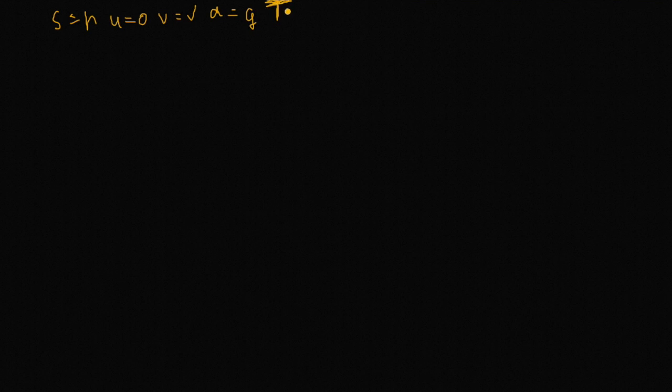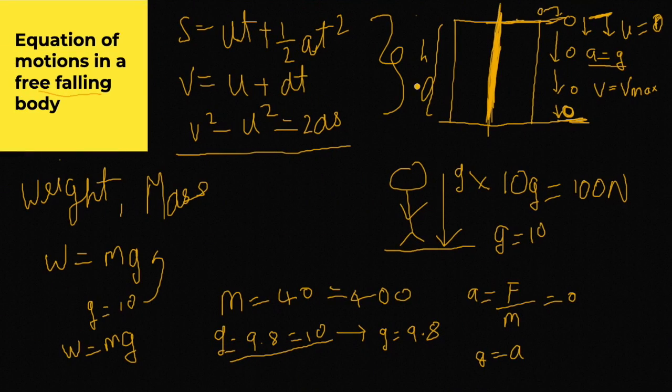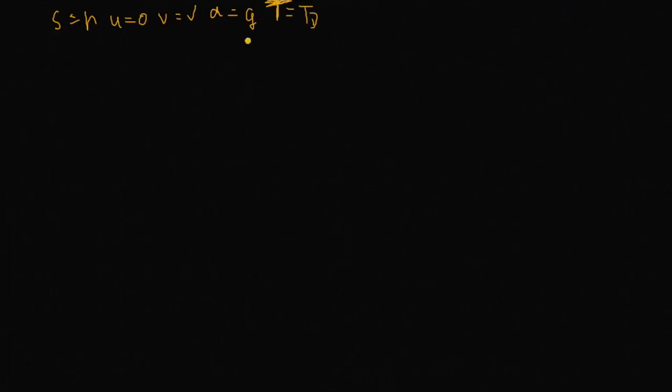Time, and we take time as time of descent. Why are we taking time of descent? Because it's going down, right? It's descending, it's going downwards. So that's why we take it as time of descent. But that's not important right now. When we talk about vertically thrown bodies, that will come into the concept. Okay? So next, what we've got to do is substitute them in every single formula.